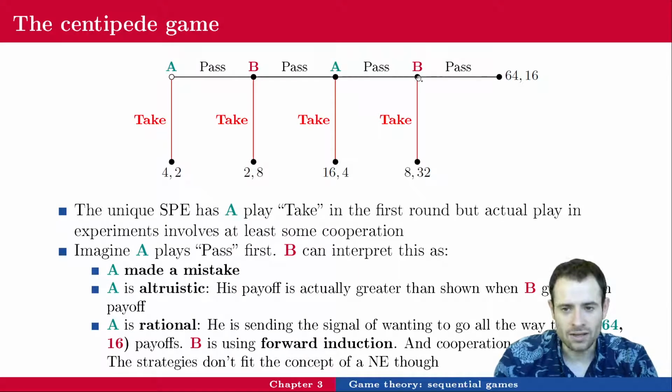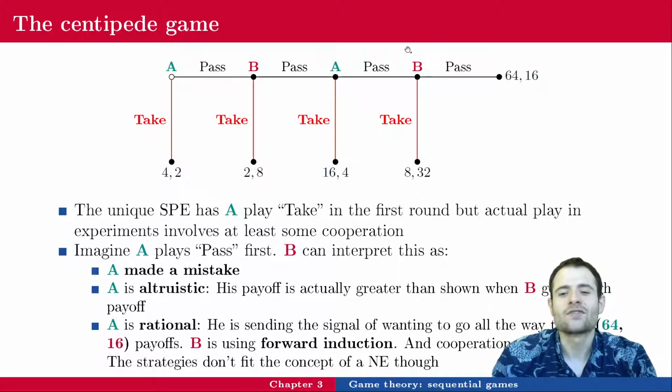Note that at the very end, B here has an incentive to be selfish. Because he says, well, I am going to end the game. So if I take now, I get 32. If I pass, I get 16, but A gets a massive 64. So B could think, well, he was nice to me so far. He didn't make me earn a payoff of 2, so maybe I can go all the way, reward him, and I still get a nice 16.